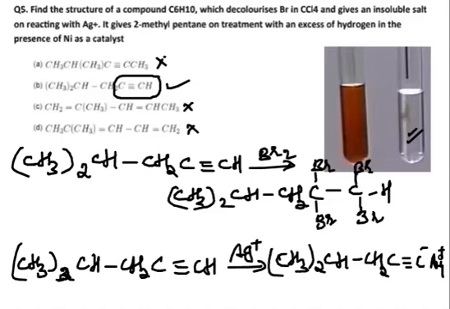Now let's go with the third clue and verify whether this is correct or not. As per the third clue given in the question, it says that 2-methylpentane has to be the product. Let's see. So if this molecule is made to react with hydrogen in presence of nickel catalyst.